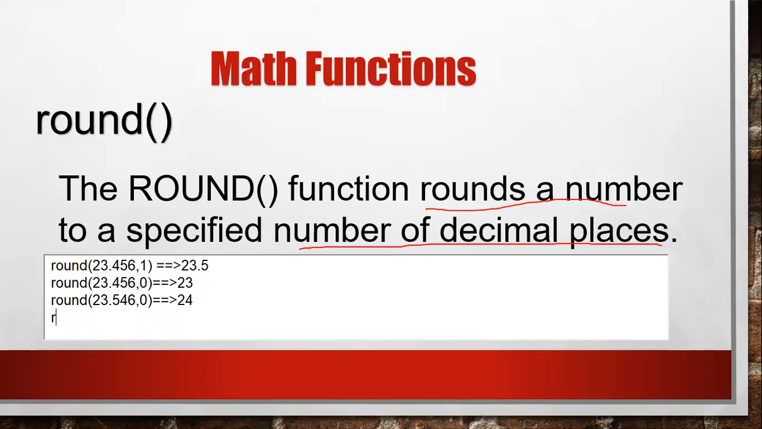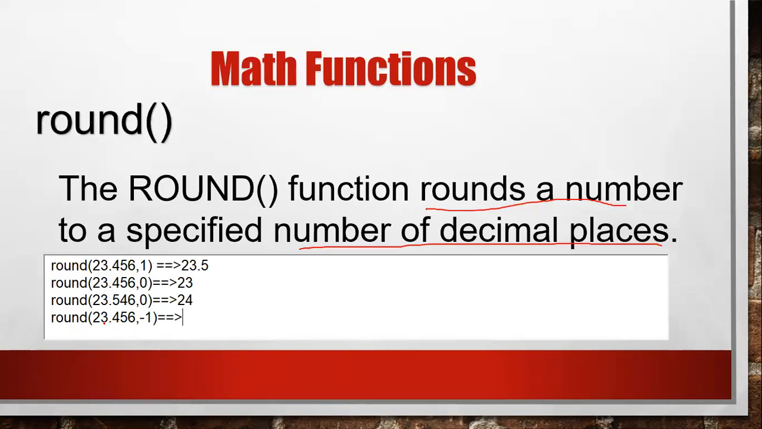Suppose we have written round 23.456 comma minus 1. Now the value is minus 1. What will happen if it is minus 1? Minus 1 means we are not considering the data after the decimal. We simply ignore the data which is written after the decimal. We don't have to do anything with that data. Basically we have to consider the data before the decimal place.